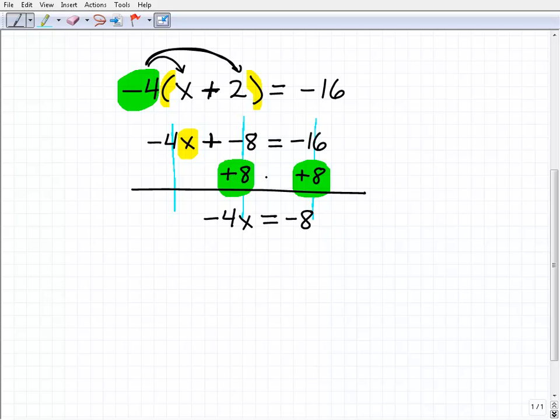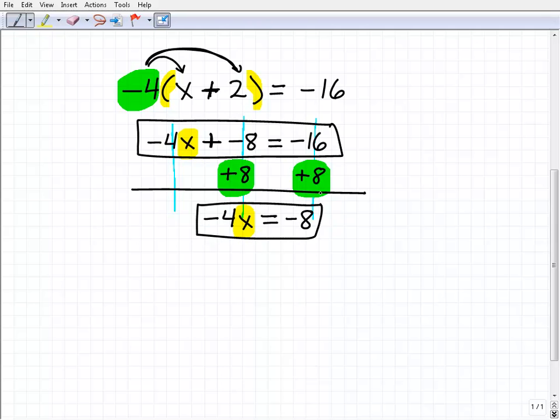All right, so now let me just review real quick why I chose to add 8 to both sides of the equation. Okay, remember, what I want to do is get x by itself on the left-hand side of the equation. So I'm rewriting the equation in a simpler and simpler manner. Okay, so instead of -4x plus -8 equals -16, by taking this step, by adding 8 to both sides, I now have -4x equals -8.